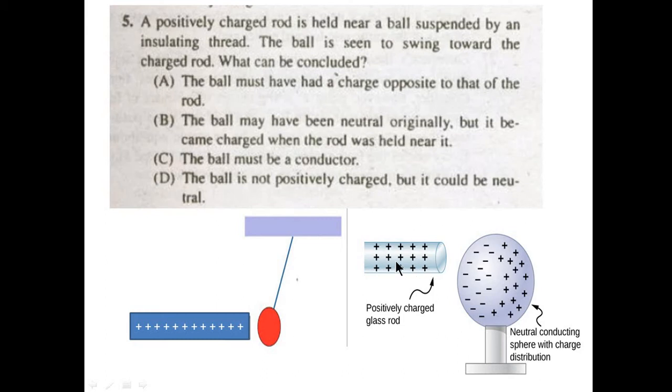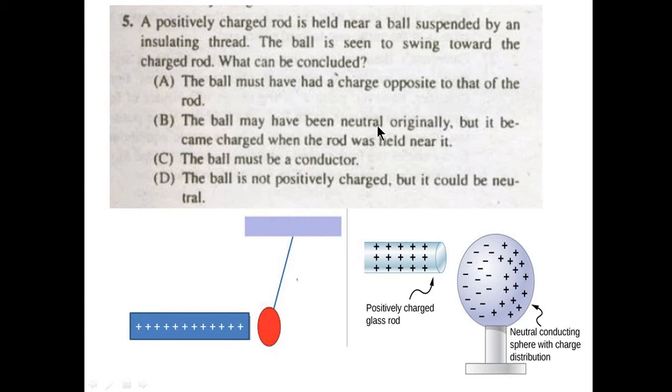Whenever you bring a positively charged or any kind of charged body towards a neutral body, in this neutral body there is a separation of negative and positive charges. That's why between this positively charged rod and this object there is a force of attraction. So this is the reason that this neutral ball is attracted or swings towards this positive charge. So the option that the ball must have a charge opposite to that of the rod is not necessarily true. If it is neutral, then it can also swing towards the rod.